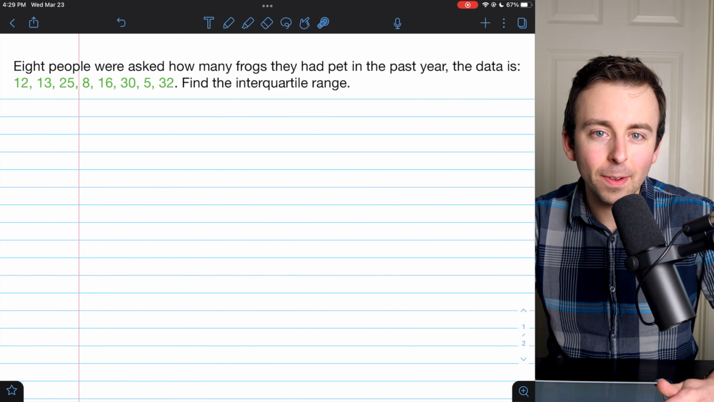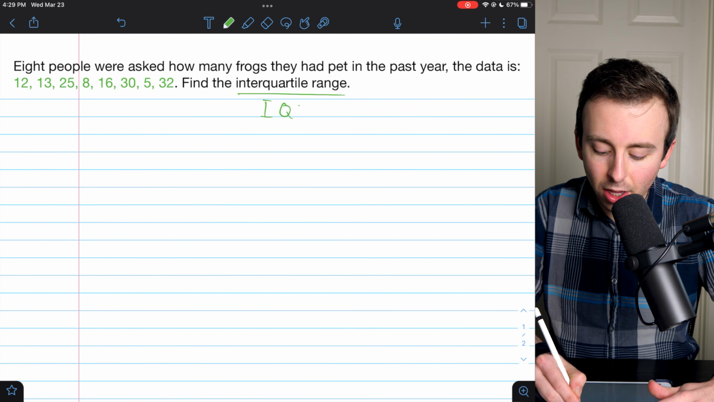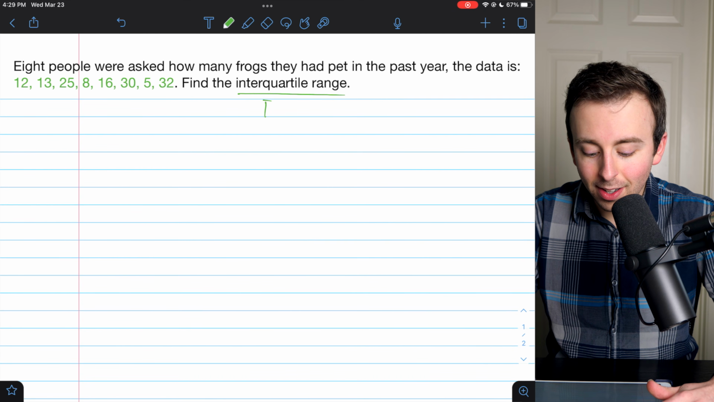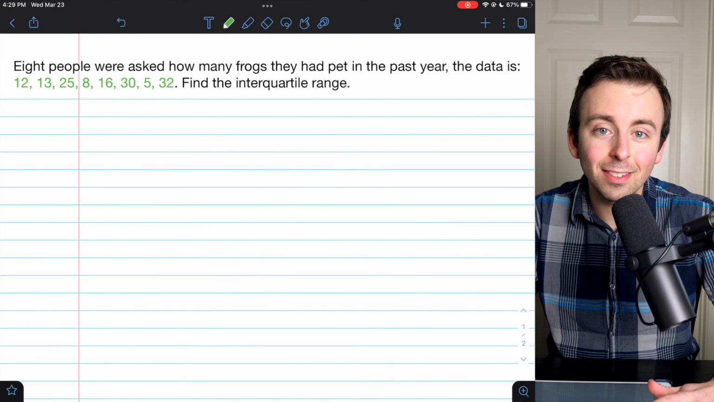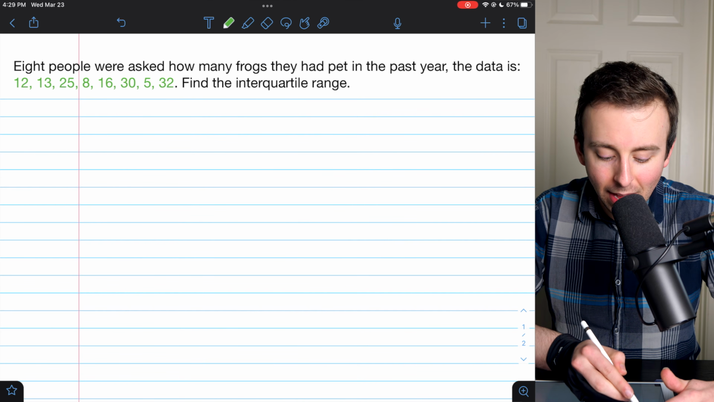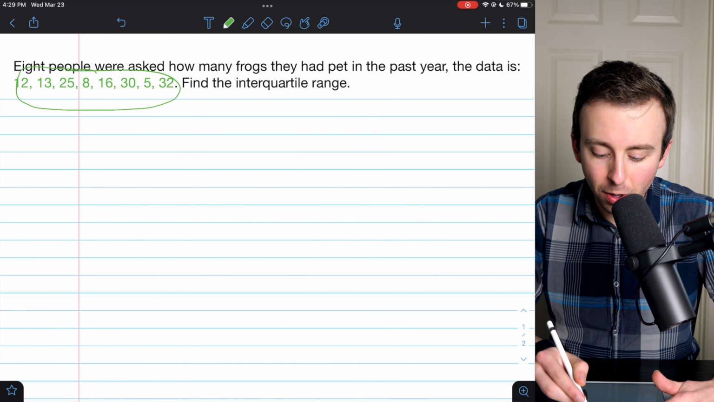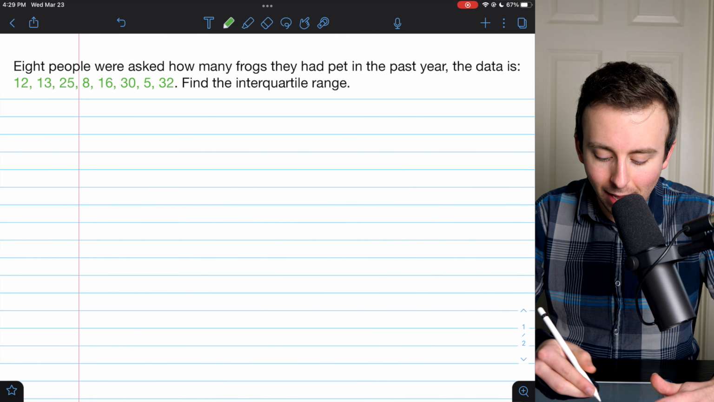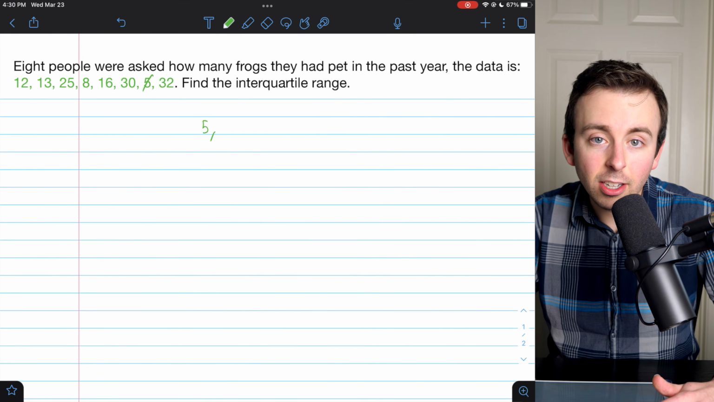Let's get to it. Now, to find the interquartile range, also called IQR, just like with a lot of statistics, we've got to put the data set in order from least to greatest. The way I would do that is just take a quick look at it and try to pick out the smallest value. I'd pick out 5 in this case. I start with 5, cross 5 off the list, and continue in that fashion.